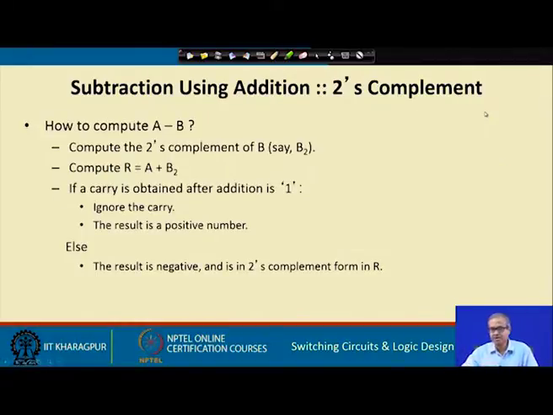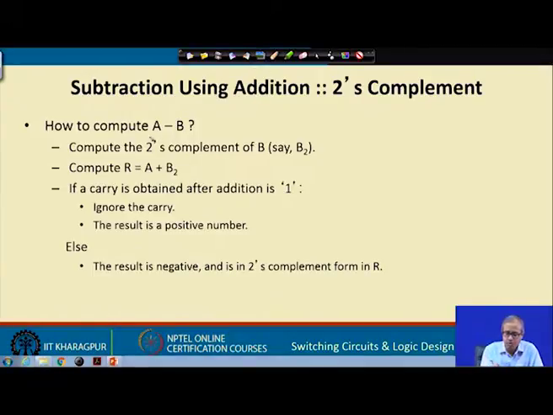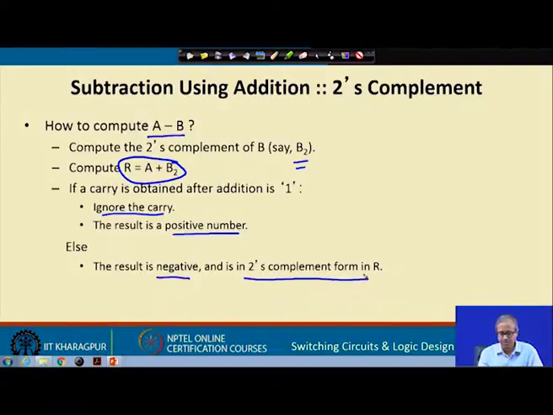Let us look into the 2's complement representation now, same thing. Here the idea is very simple, simpler than 1's complement in fact. To compute a minus b, you compute the 2's complement of b, let us call it b2, and add b2 to a. Here there is no concept of end around carry after adding back; nothing is required. So, if a carry is obtained, simply ignore the carry, and the result is a positive number. If the carry is not there, then the result is negative and is already in 2's complement form, which means no correction step is required here like in 1's complement.